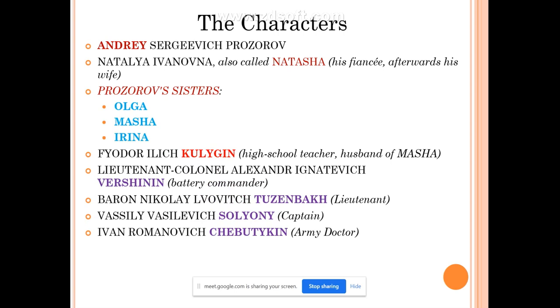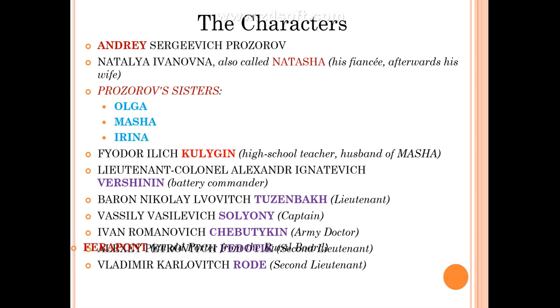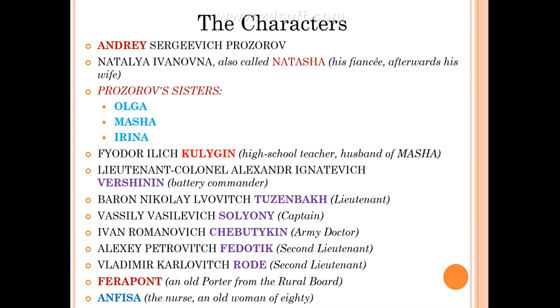Then Chebutikin is an army doctor, and he stays in the family of whom? In the family of Prozorov. Then we have Fedotik, a second lieutenant, and Rode, these are again minor characters, second lieutenants in that provincial village. Ferapont is the servant, or we can say the peon in the district commission office. And the last is Anfisa, the nurse in the family of Prozorov. So students, these are the characters. I have highlighted these characters for your information.